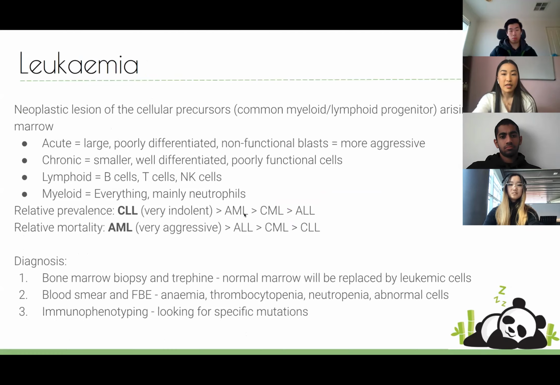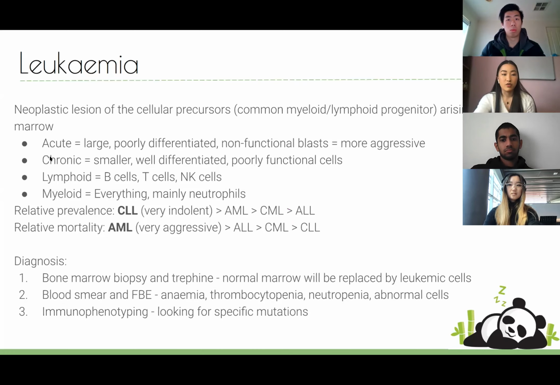So we'll start off with our leukemias. When it comes to leukemias, it's looking again at that common myeloid or lymphoid progenitor, and there are different categories. If it's acute, that means you're going to have really large, poorly differentiated, non-functional blasts. So just these really big, immature cells that are very non-functional. So it makes sense that that would be more aggressive, more symptomatic. Your chronic ones are slow growing, and the cells themselves are more mature. So you've got smaller cells, they're more well differentiated, and they're not completely non-functional, but they are poorly functional.